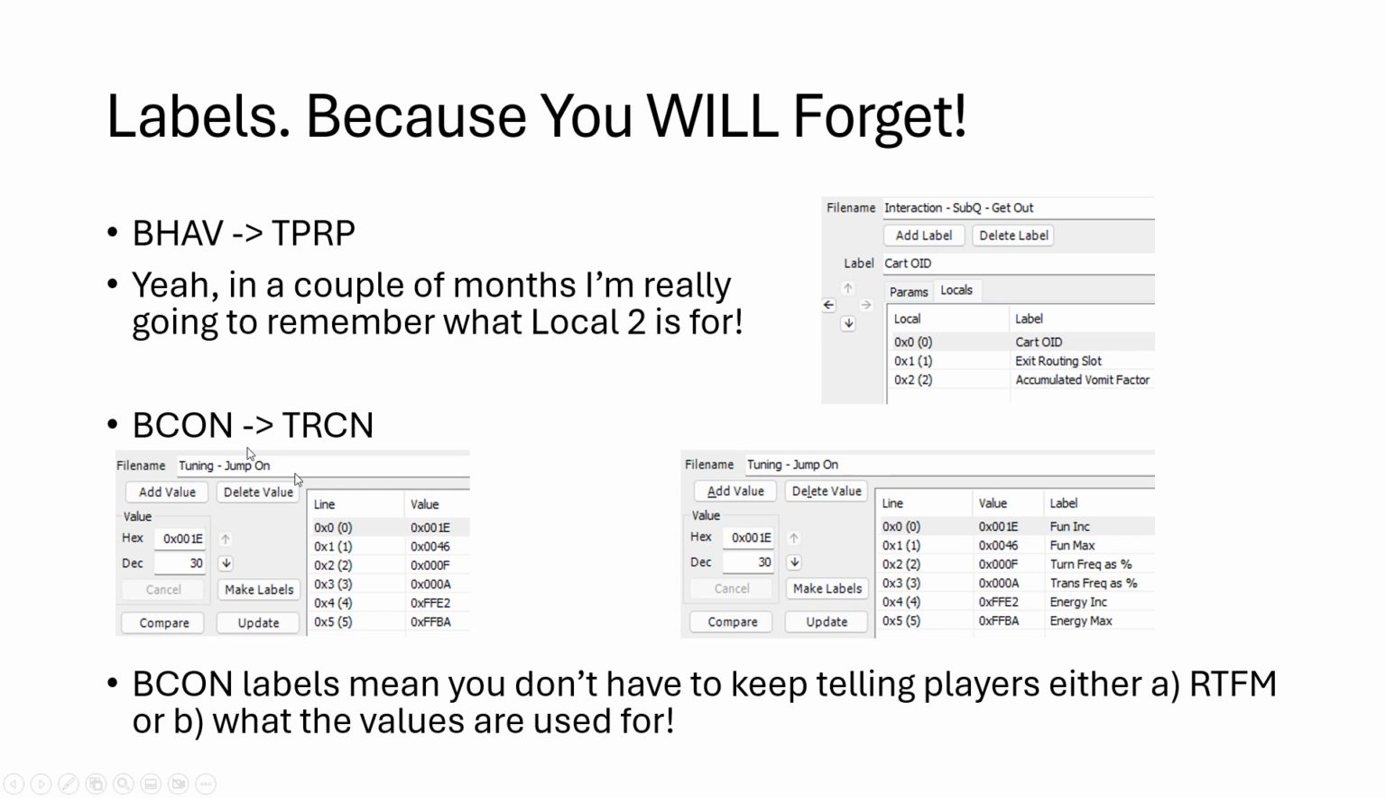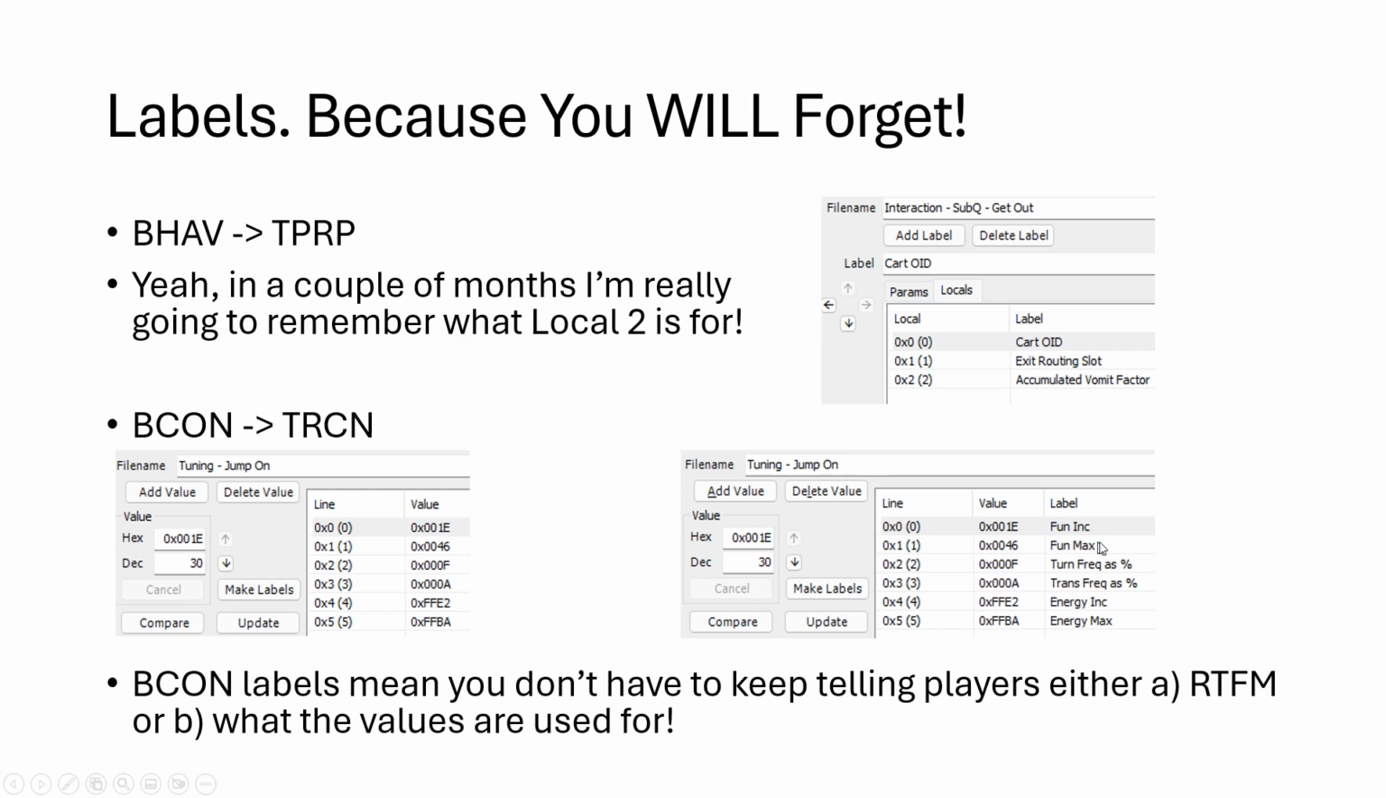as you said, the labels for a beacon are held in the TRCN. This is a beacon where I deleted the TRCN, and all we know is that line 0 has a value of 1E, 1 has a value of 46, 2 has a value of F. I have no idea if I can change these values, or what changing these values would affect. As soon as I put labels on it, we now know that this is the per turn fun increase. This is how much the fun can go to maximum.